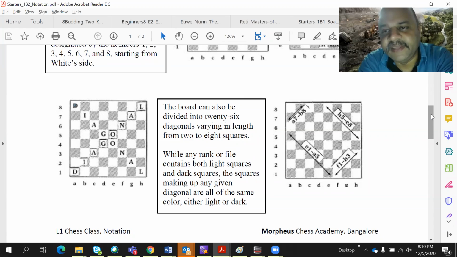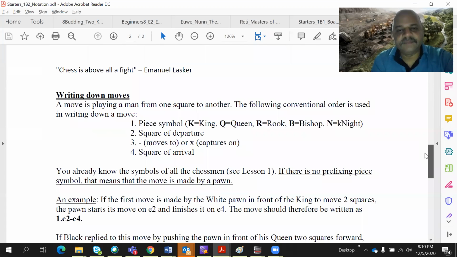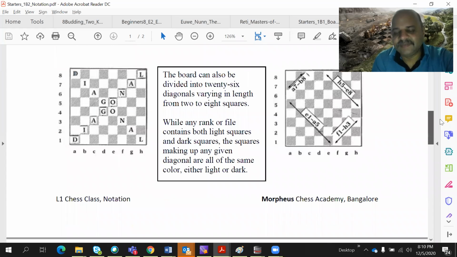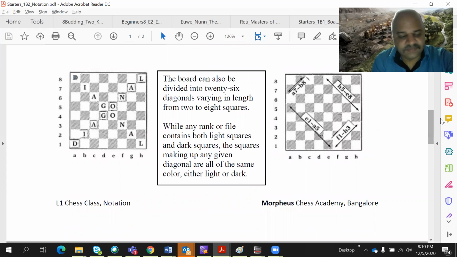Sir, I want to say that you might have taught this: if a king is on a8 and a king is on a1 and a rook is in the middle of those two kings, then it will be check, right? Yes, it will be a check. If there is nothing in between, then the rook will be checking the opponent's king.